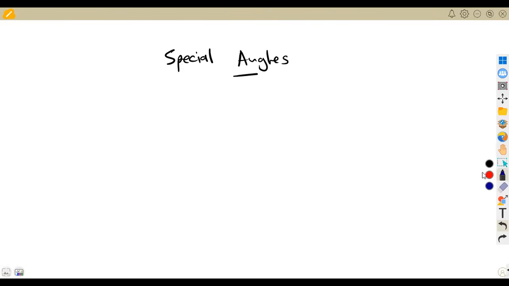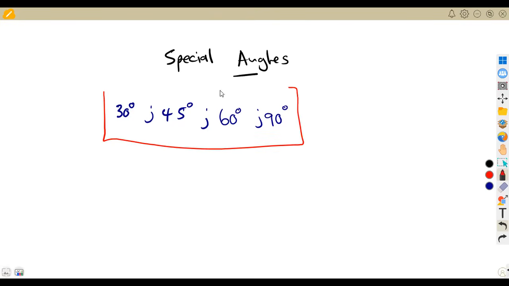The special angles are angles that we can have their equivalent trig, or exact values, without using a calculator, which are the angles of 30 degrees, 45 degrees, 60 degrees and 90 degrees. These are the special angles that we are going to be talking about. These angles are being given in degrees.